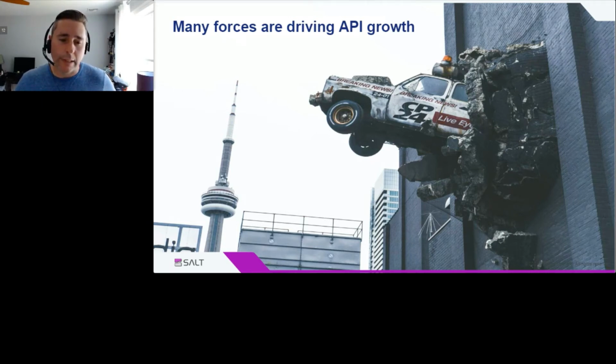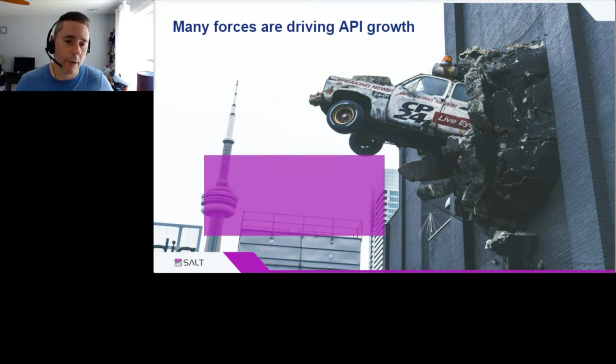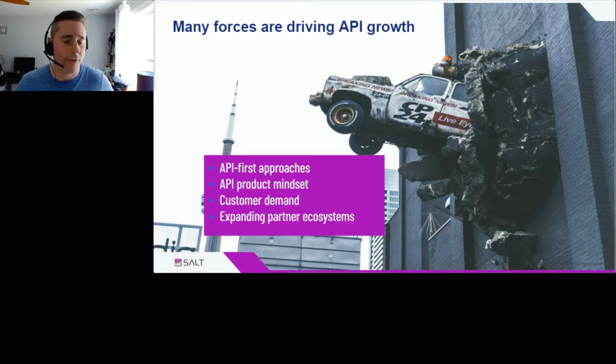But what really has led to this explosion of APIs? I mean, there's quite a few. We've detailed some here. You're certainly seeing a lot more API-first approaches. Amazon, you could say, is potentially one of the first that came to this space with that kind of mindset. Not just with the e-commerce site, but certainly the cloud services, right? Everything they build is API enabled and API first.